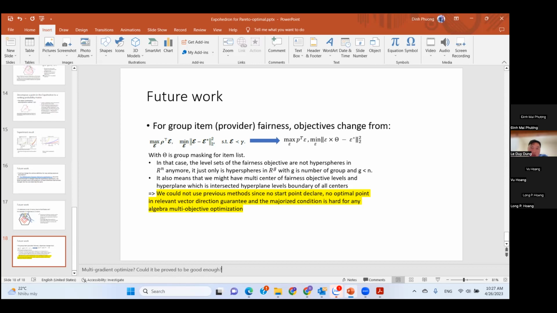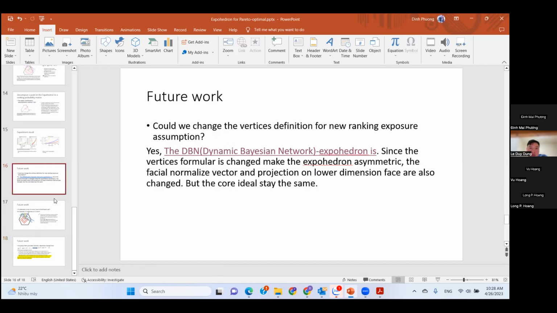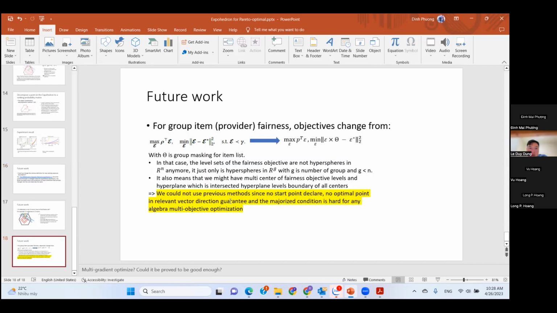Yes, that's the first idea. The second thing I'm thinking of is whether we could change the projection like in the paper, because since the intersection is not optimal anymore, they will change the intersection formula a little bit. So could we change it to adapt to group and item fairness or not? That is another question to me.